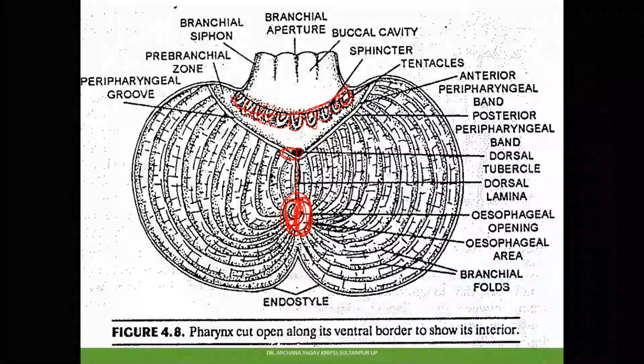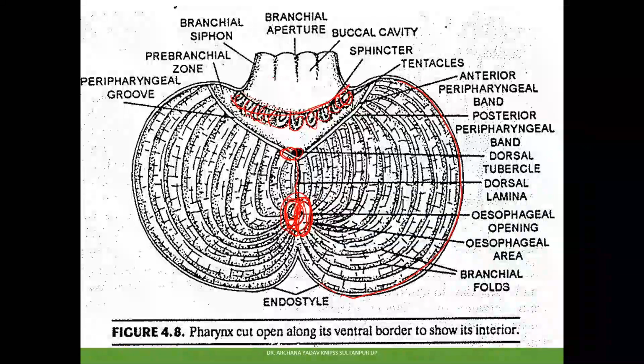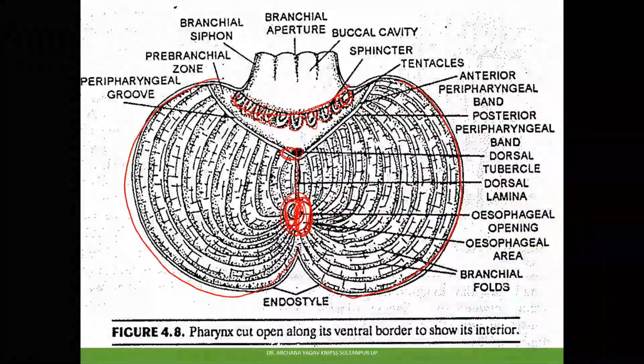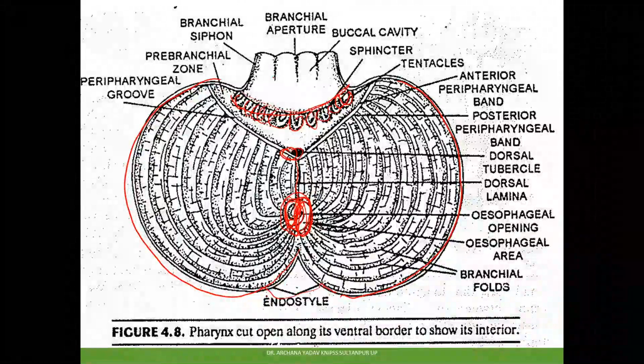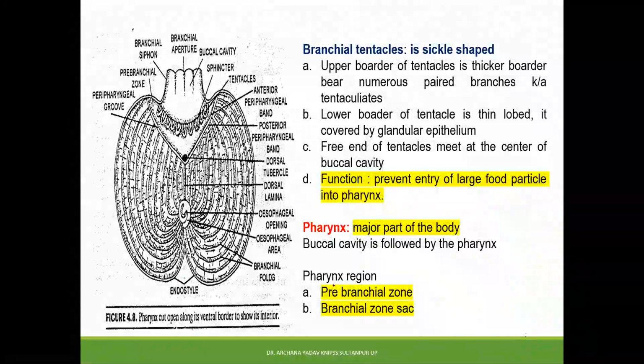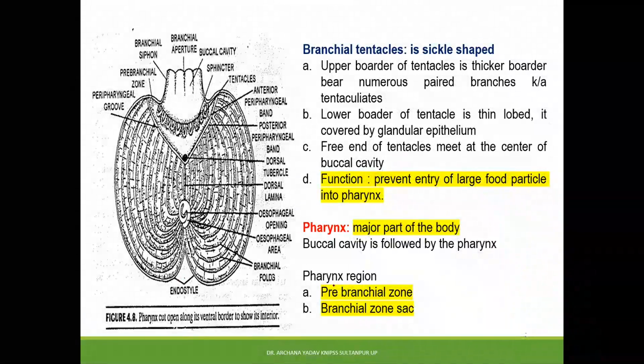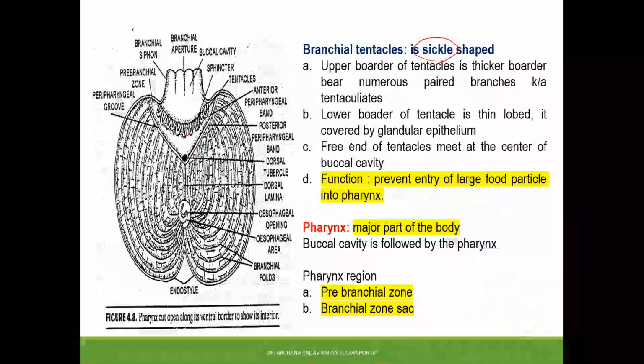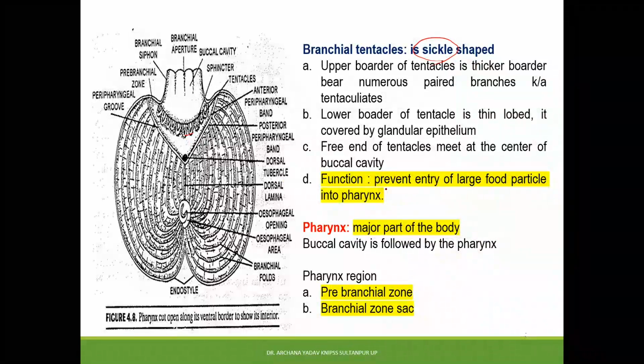Now this portion is the side region of the branchial sac. Actually these are the endostyle, and its position is the ventral side or ventral border of the branchial sac. Next, as shown in a previous picture, these are the branchial tentacles, sickle in shape like this. And the function of the branchial tentacles is that they prevent entry of larger food particles into the pharynx region.